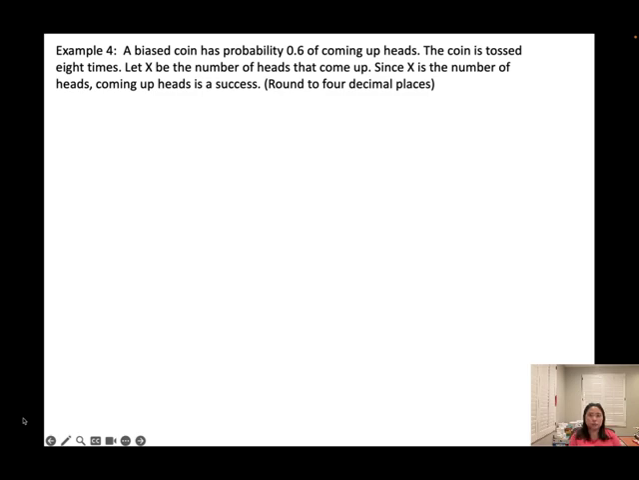Okay, example 4. A biased coin has probability 0.6 of coming up heads. The coin is tossed 8 times. You're going to flip the coin 8 times. Let x be the number of heads that come up. So coming up heads will be the success, and getting tails will be the failure. Since x is the number of heads, coming up heads is a success, okay? Round to 4 decimal places. So first, what is the probability of getting exactly 2 heads?